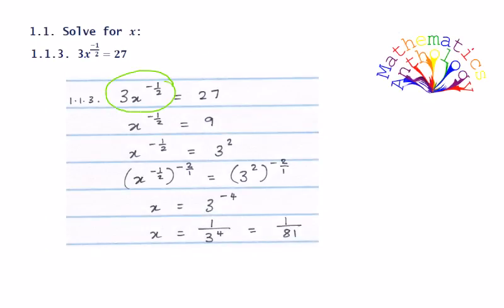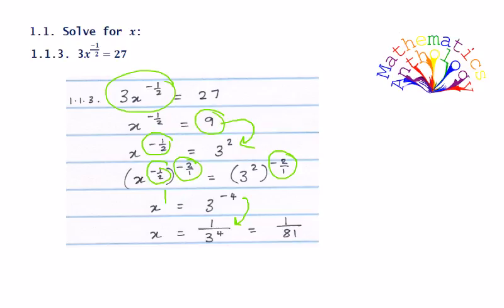Okay, again solve for x. 1.1.3, 3x to the power negative half is equal to 27. You'll notice here, when they want you to solve for x and you have x in just one term, you need to isolate the x, so to end up with x is equal to whatever everything else becomes. So your first term there, 3x to the power negative half, we'll start by getting rid of the coefficient.